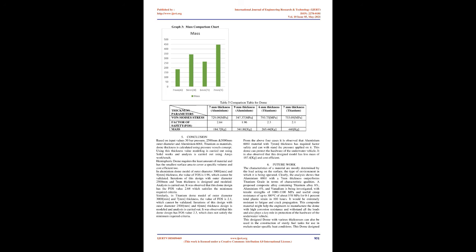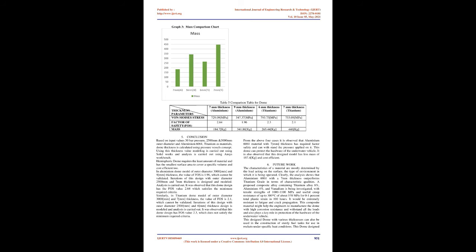From the above 4 cases, it is observed that aluminium 6061 material with 7 mm thickness has the required factor of safety and can withstand the pressure applied on it. This dome can protect the hardware of the underwater vehicle. It is also observed that this designed model has a low mass of 187.4 kg and is cost efficient.